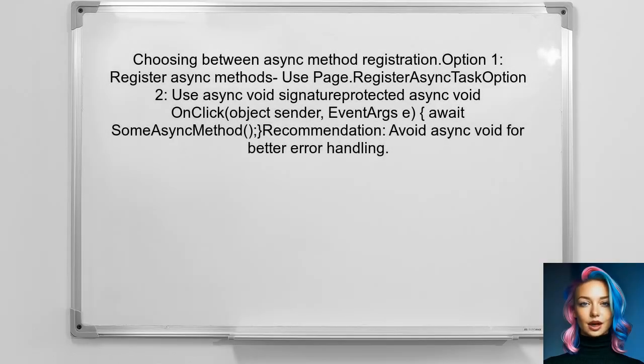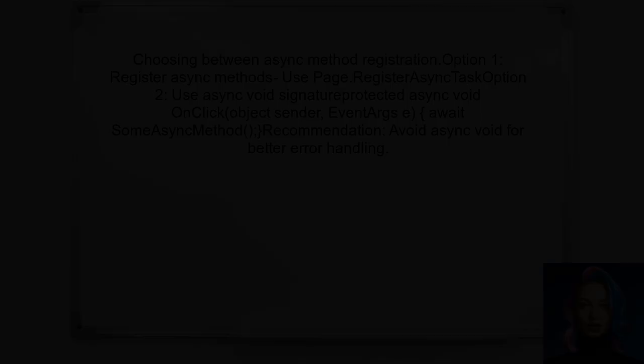Next, regarding control events, the user can choose between registering async methods using the page register async task method or using the async void signature. However, it's generally recommended to avoid async void methods due to potential issues with error handling.